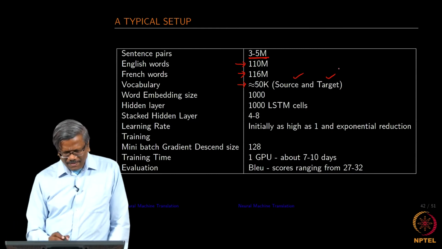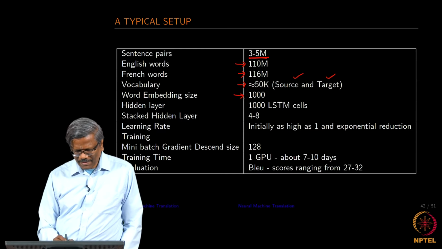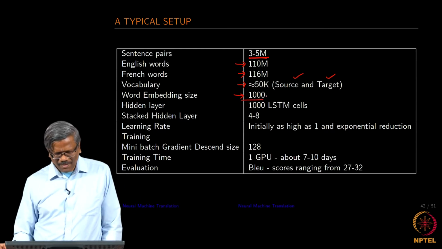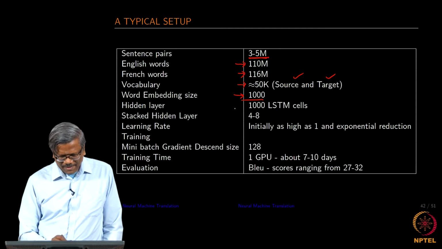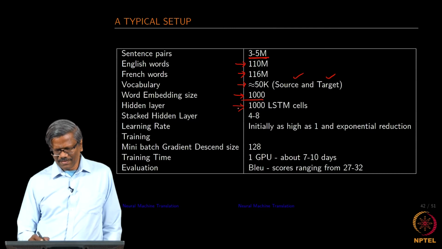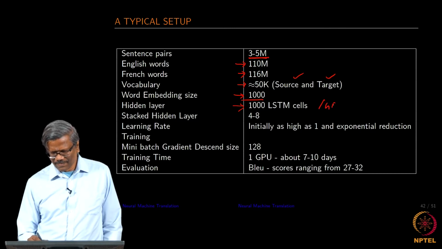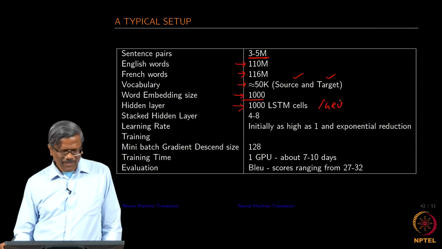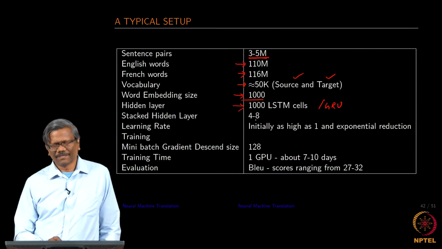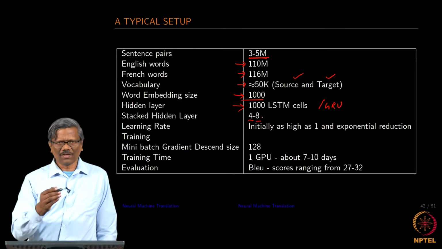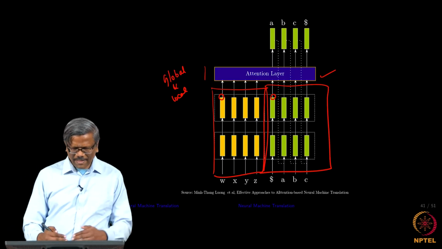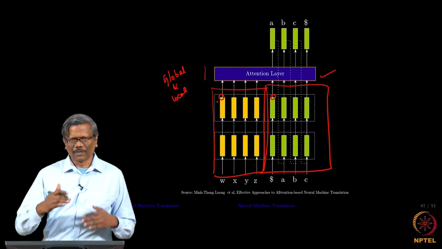Okay. And then, as I mentioned earlier, the embedded words are fed into the encoder, and then the hidden layer could contain 1000 LSTM cells or GRU cells, and then we can have hidden layers from 4 to 8. So, we just saw 1 or 2 layers in the earlier cases. So, we can have more of this.